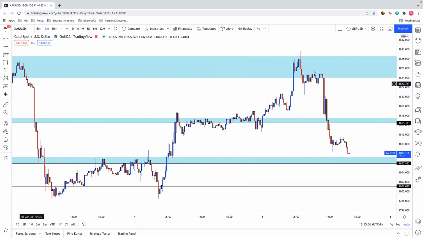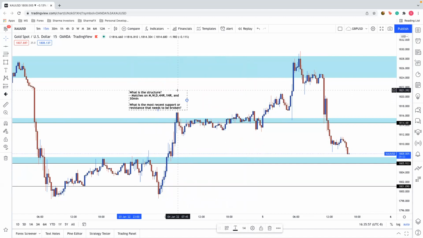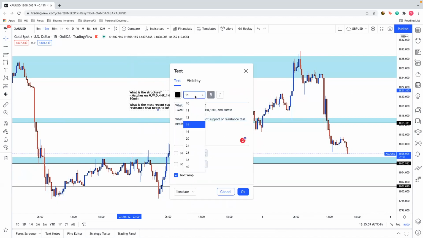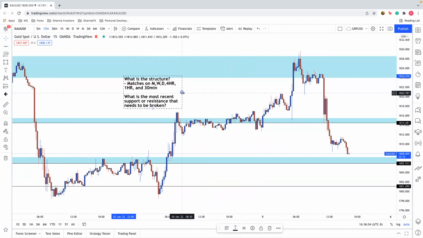Two simple things that I'm watching out for is simply what is the structure on all time frames. So I want to make sure that if I'm looking for any sort of trade opportunity, that my structure matches on monthly, weekly, daily, 4 hour, 1 hour, and 30-minute. The second question is, what is the most recent support or resistance area that needs to be broken in order for me to look for a buy or sell opportunity? So these are two key things that I'm always answering as I'm going across timeframes, whether it's the monthly, the weekly, the daily, doesn't matter.